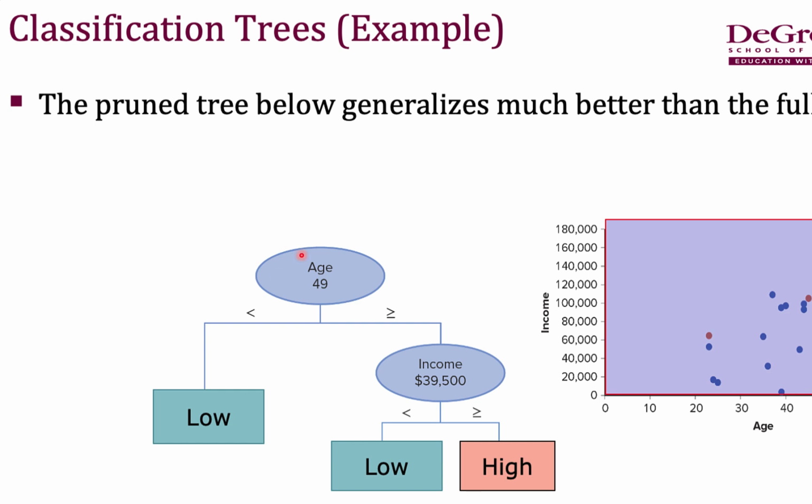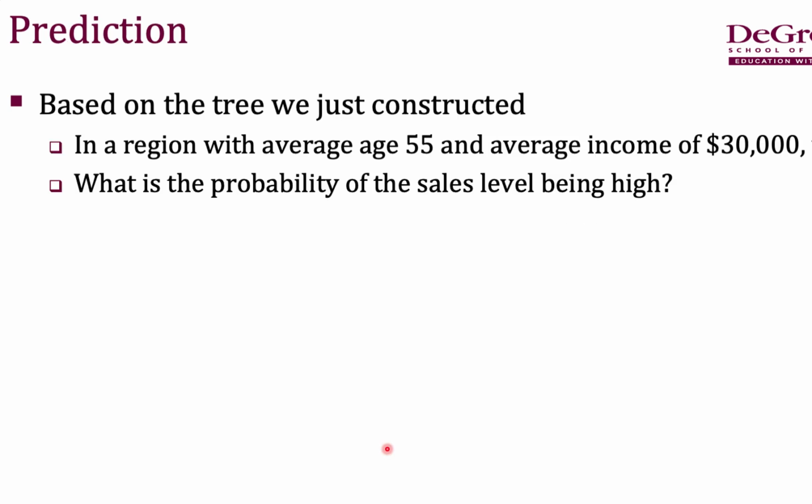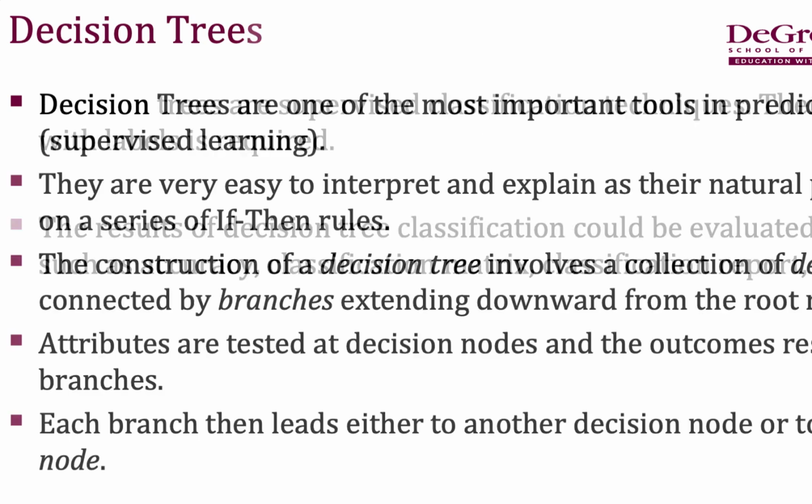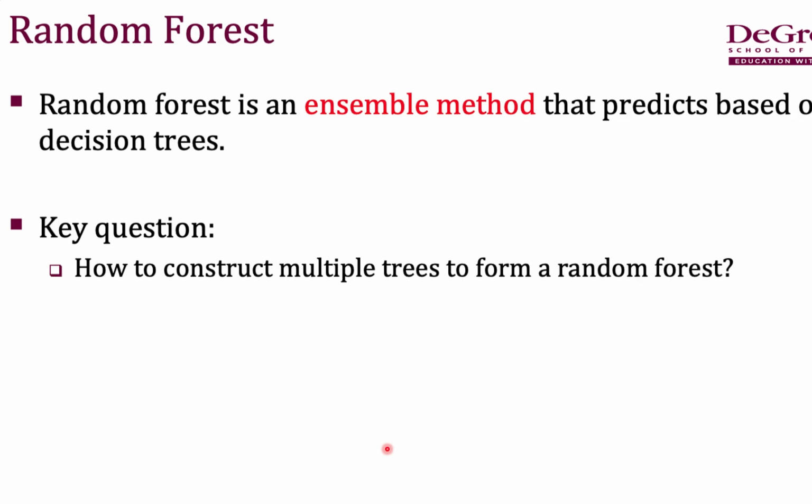So the average age is 55. It means that from the root node, I want to go to the right branch because the age of the new data point is 55. It's greater than 49, so I go to the right branch. Now the income level is 30,000, which is below the threshold here, 39,500 being the threshold. So I will go to the left branch, which is low. That's how I can make a prediction based on the given features in the tree. All right, so that's how we make the predictions, and there is some detailed information we can take a look at.